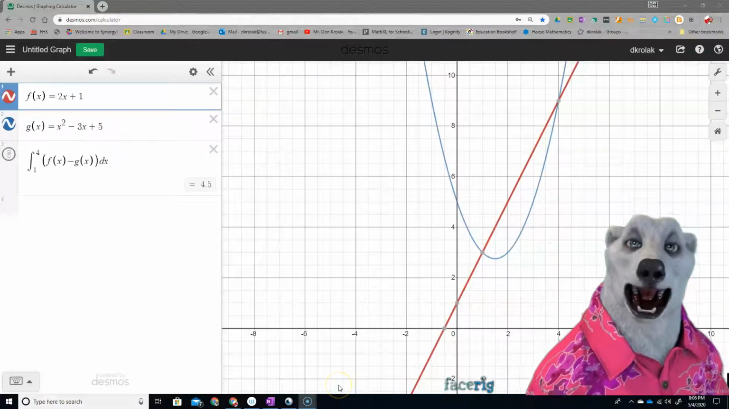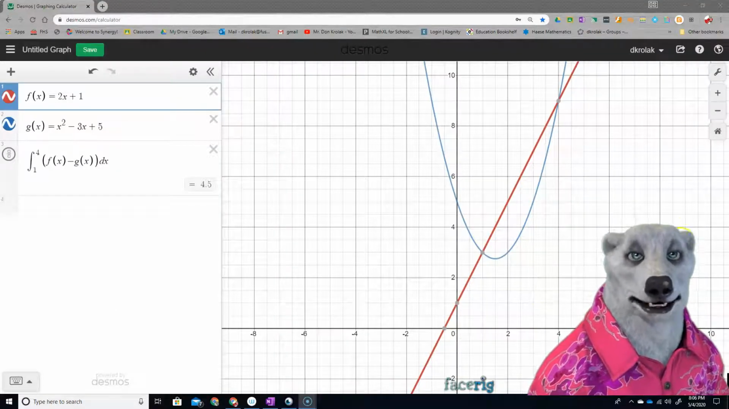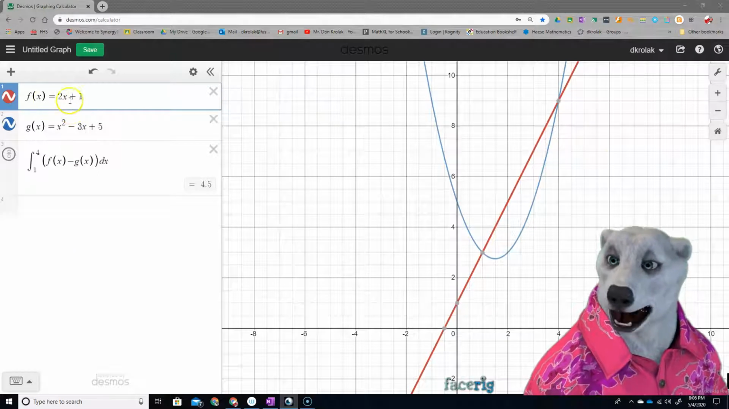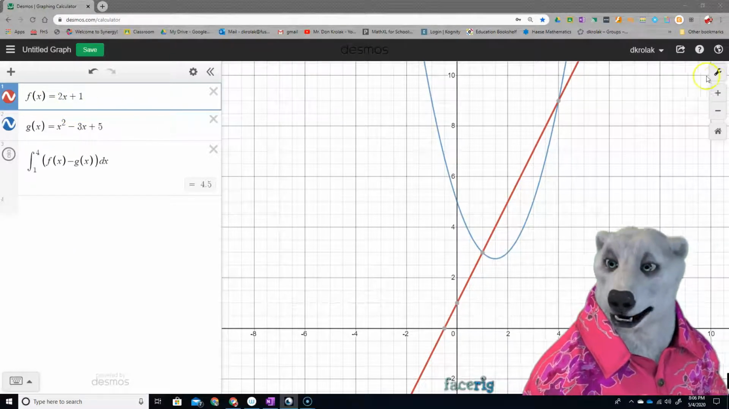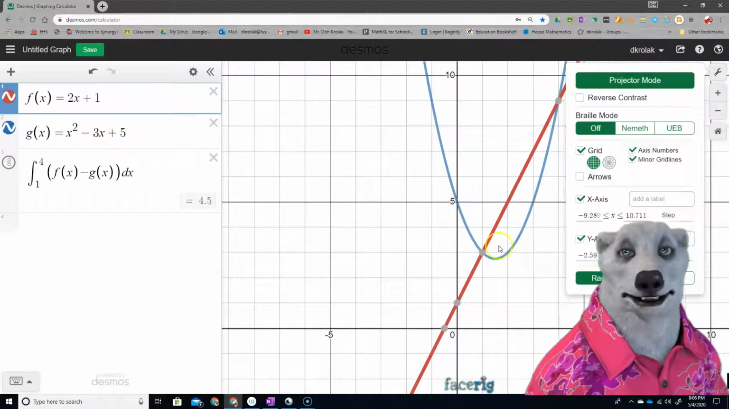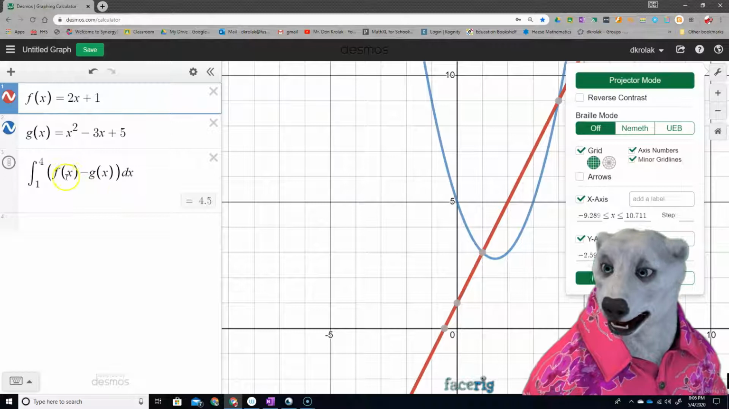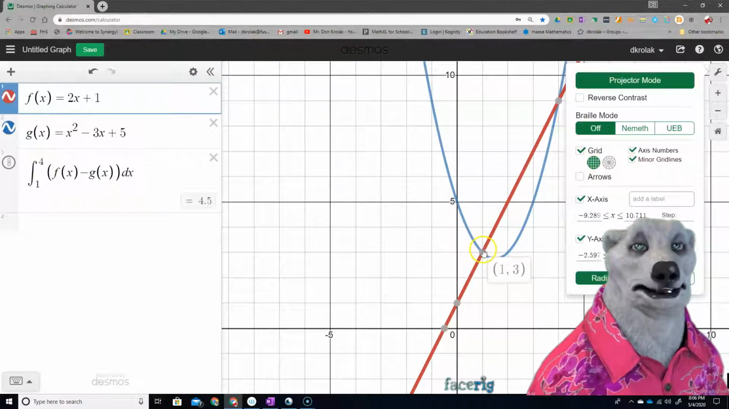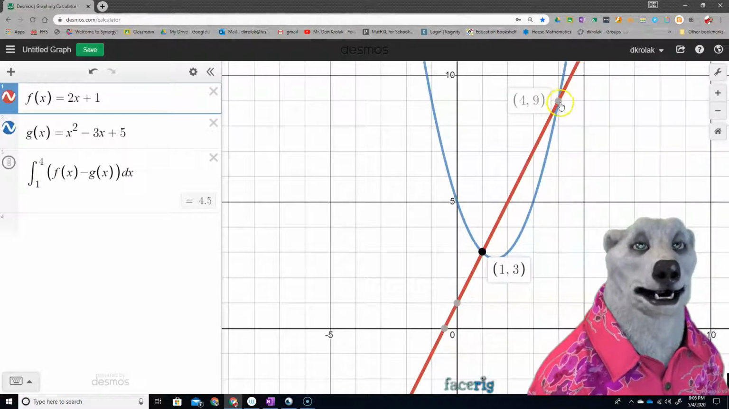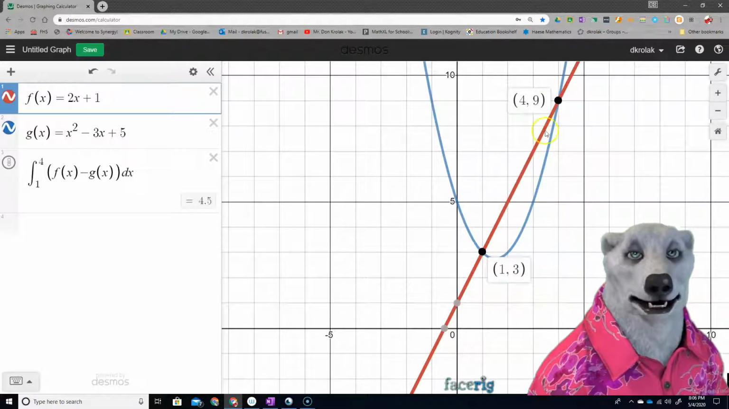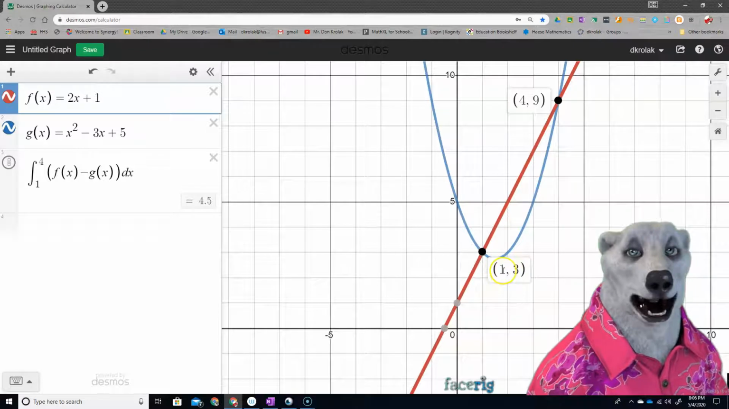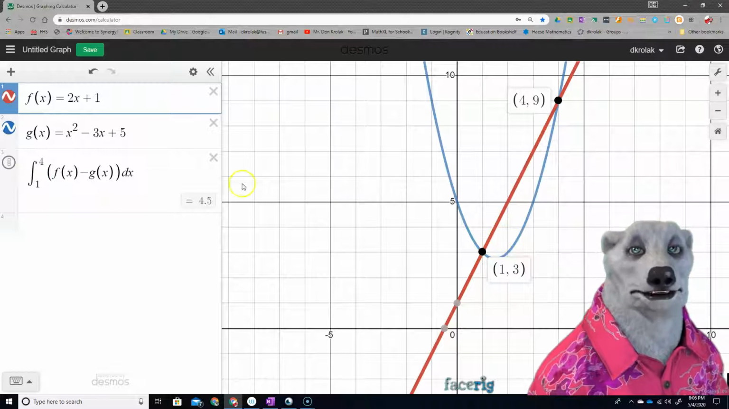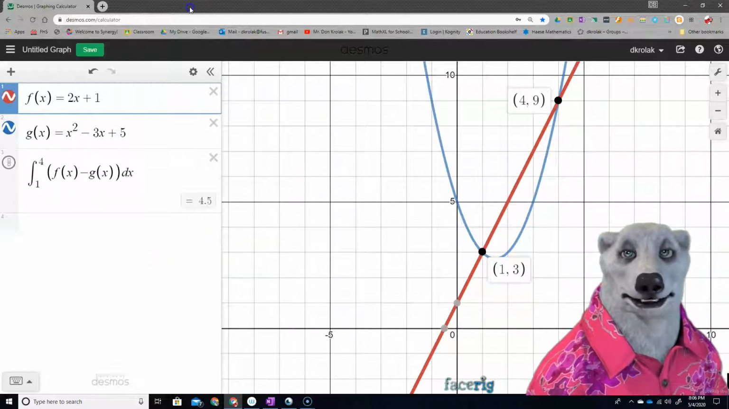If you look above me here, I graphed the two functions. f of x is the upper function in red, and g of x is the lower function in blue. Then I subtracted them and found where they intersected. Desmos is really handy for this. It saves you a lot of algebra. My lower limit is 1, that x coordinate, and my upper limit is 4. So that's the area between these two functions. It's pretty easy using Desmos, huh?